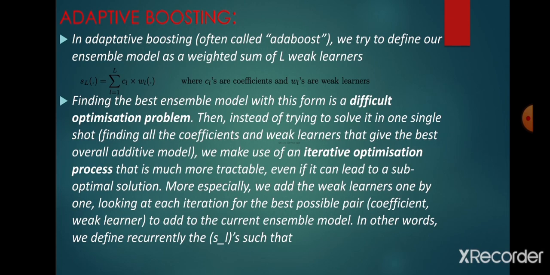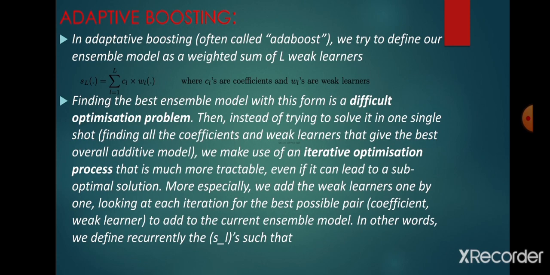So adaptive boosting is an example of boosting. In adaptive boosting, we try to define our ensemble model as a weighted sum of L weak learners. Finding the best ensemble model with this form is a difficult optimization problem. Then, instead of trying to solve it in one single shot, meaning finding all the coefficients and weak learners that give the best overall model, we make use of an iterative optimization process that is much more tractable, even if it can lead to a suboptimal solution. More especially, we add the weak learners one by one, looking at each iteration for the best possible pair, coefficient and weak learner, to add to the current ensemble model.